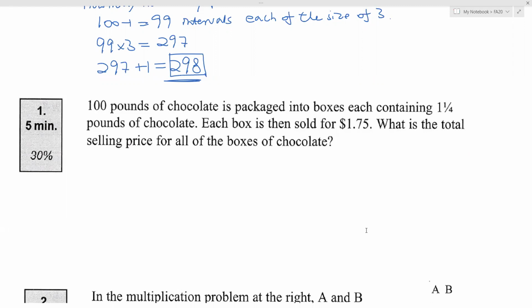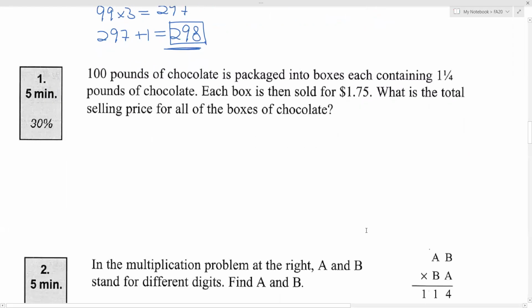This is your Olympiad 4. I found it. 100 pounds of chocolate is packaged into boxes containing 1 1/4 pounds of chocolate. Each box is then sold for $1.75. What is the total selling price for all the boxes of chocolates? Okay, so what do we do here?